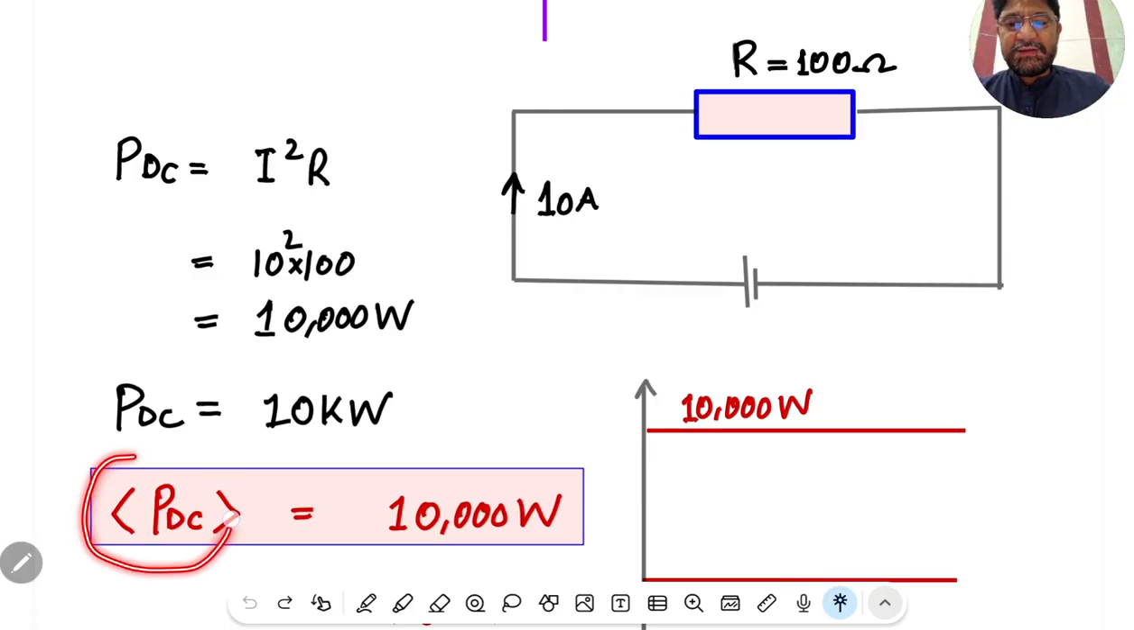So here I have taken the average or mean power dissipation due to a smooth DC, a direct current of 10 ampere passing through a 100 ohm resistor, that is 10,000 watt. I selected this value for reference. I will use it again at the end of the lecture. So guys, stay tuned and watch this video till the end, so that you will be very clear about the comparison of alternating and direct current.